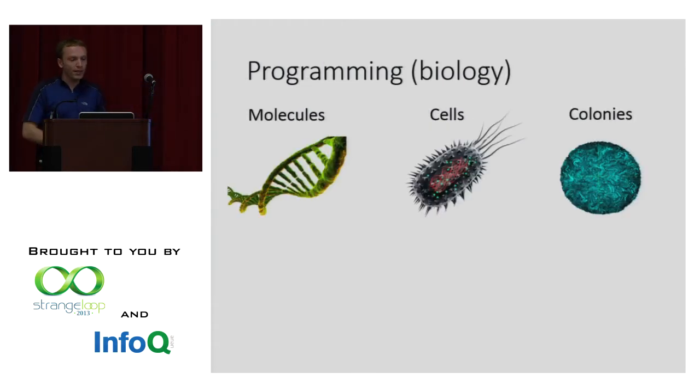So there's three scales that we're interested in working on. There's the cellular level, which is the natural area, and then below that there's molecules, how it's built up. And we also do some work on cell colonies. Depending on how many questions, I might skip the last section.